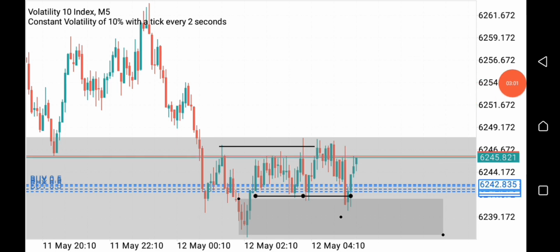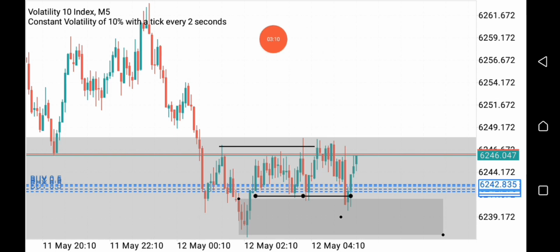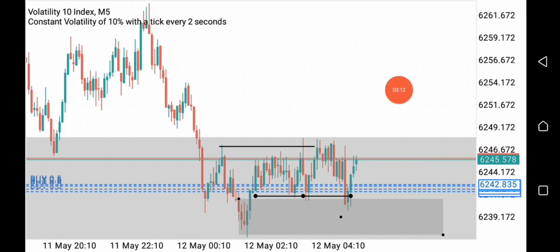Now I'm going to be targeting these highs, though some of the positions will be closed around this place. Then I will leave some for this high. It's just a 5 minutes high. It's not that far.